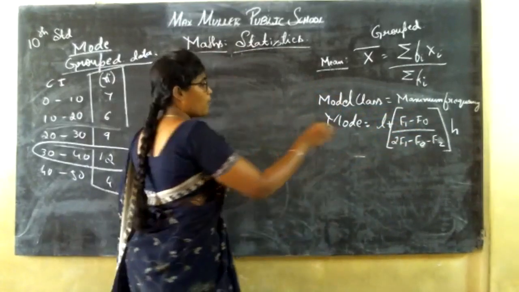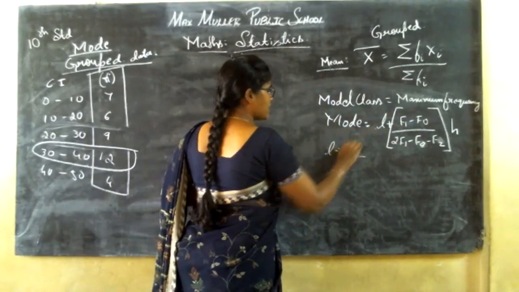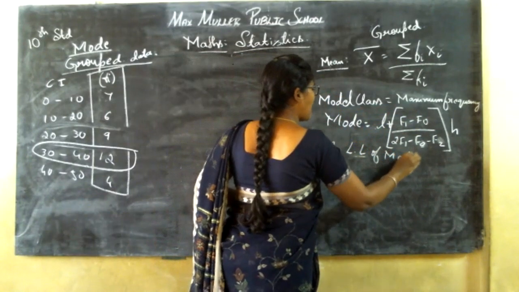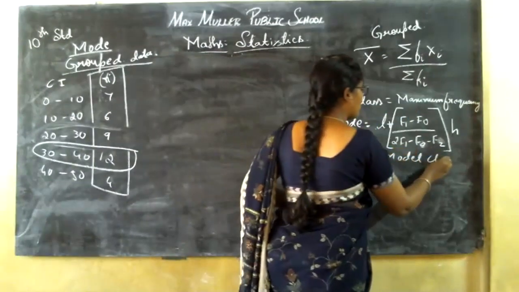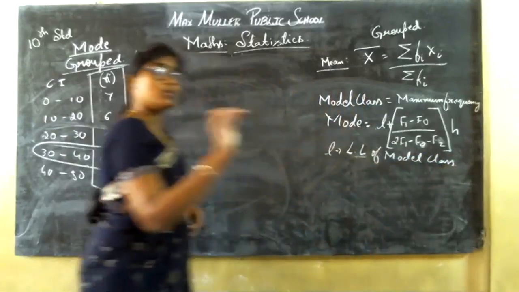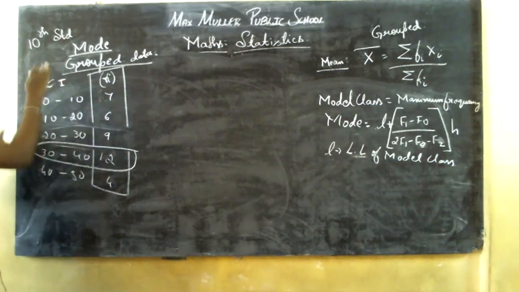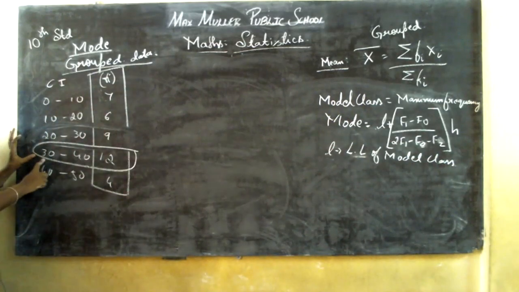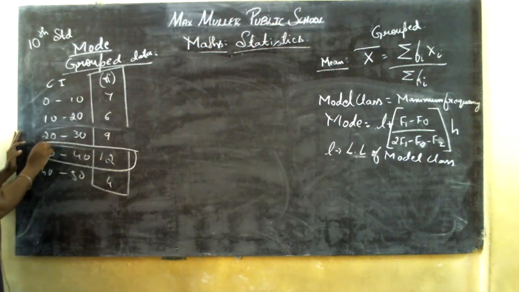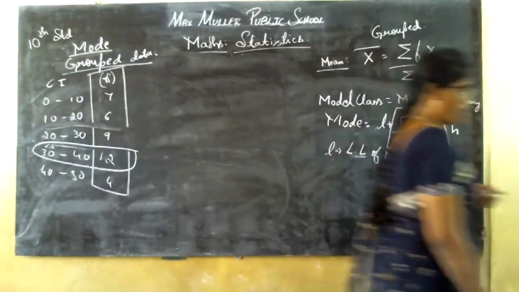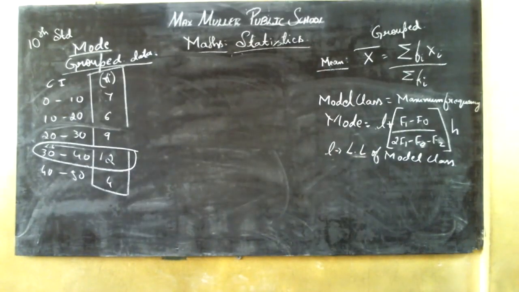Let us see now. What is this L? L is the lower limit of the model class. Whatever you have chosen as the model class, take its lower limit. Where will the lower limit be? It will always be on the left hand side of the class interval. So is 30 the lower limit or 40 the lower limit? 30 is the lower limit. So what does the small l indicate? The small l indicates the lower limit of the model class. Correct?